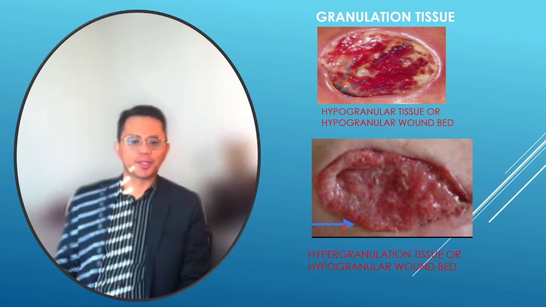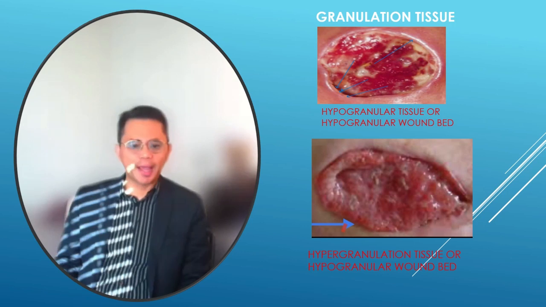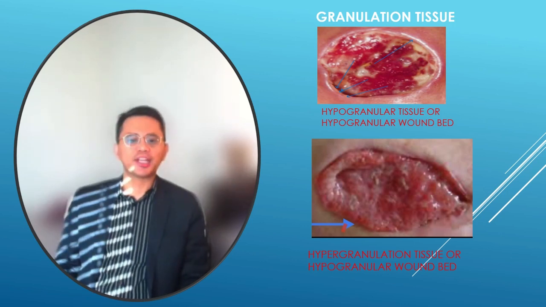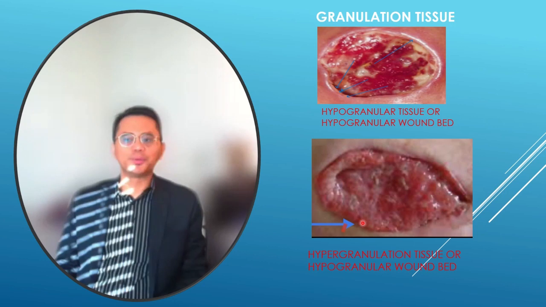So is this good or bad? It is bad. You know why? Because much as the epithelial cells cannot dive down over a hypogranular wound bed, they also cannot jump over a hypergranulated wound bed. So resurfacing or reepithelialization will not happen in both situations. So these are the two things that you need to make sure that you're looking at, these patterns of granulation tissue.